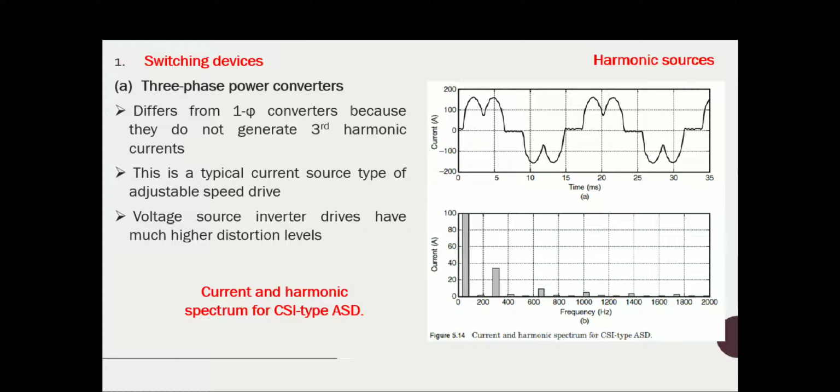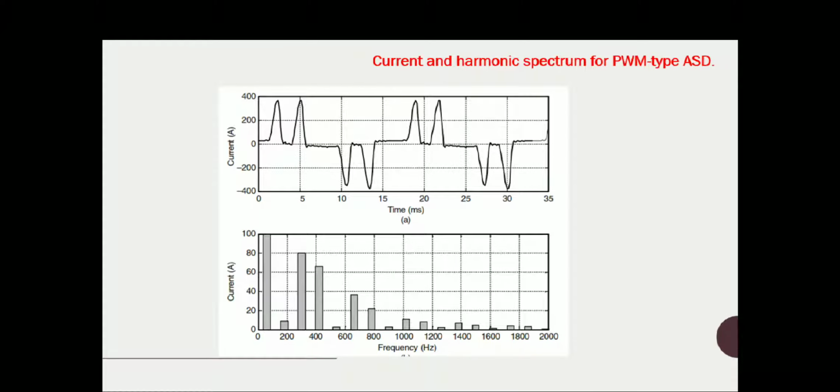We can see the harmonic spectra and source current waveform pattern for a current source inverter type adjustable speed drive here. You can see how much the current waveform is distorted, and the harmonic spectrum also. Here you can also see the current and harmonic spectrum for a PWM type adjustable speed drive. You can see that voltage source inverter drives have much higher distortion levels. In this waveform, the current pattern is much more distorted in the PWM type adjustable speed drive than in the earlier figure.